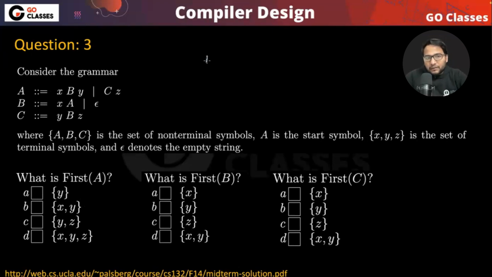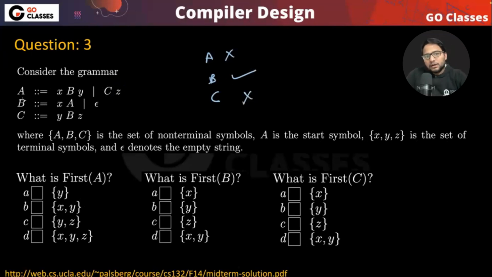So see, what are the nullables? Can you first tell me the nullable symbols? Is C nullable? Is B nullable? Yes. Is A nullable? No, right? At least z will be there. So A is not nullable. Is C nullable? No. So only B is nullable. Okay, only B is nullable.